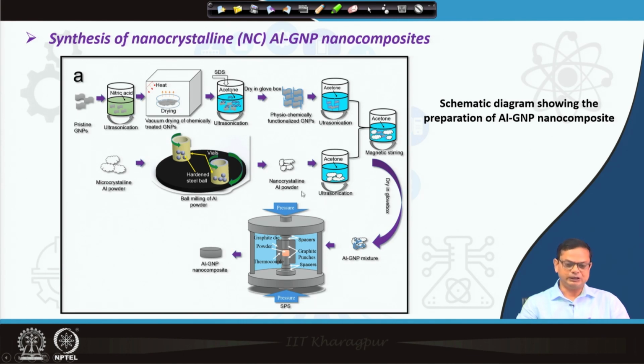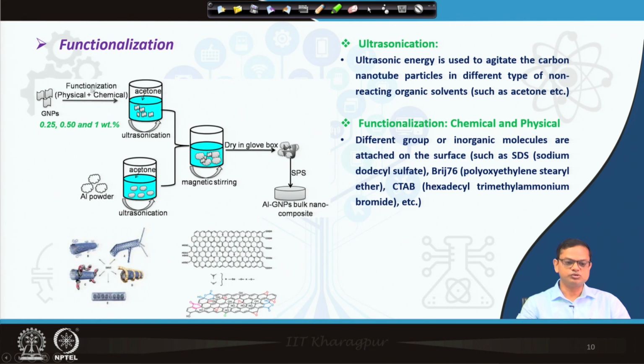This nanocrystalline aluminum powder and functionalized GNPs have been mixed in a particular manner which has been shown here, and then ultimately the mixture has been dried and all those things, and then it has been spark plasma sintered. Okay. So, now you can go through this slide which gives details of how the functionalization was carried out.